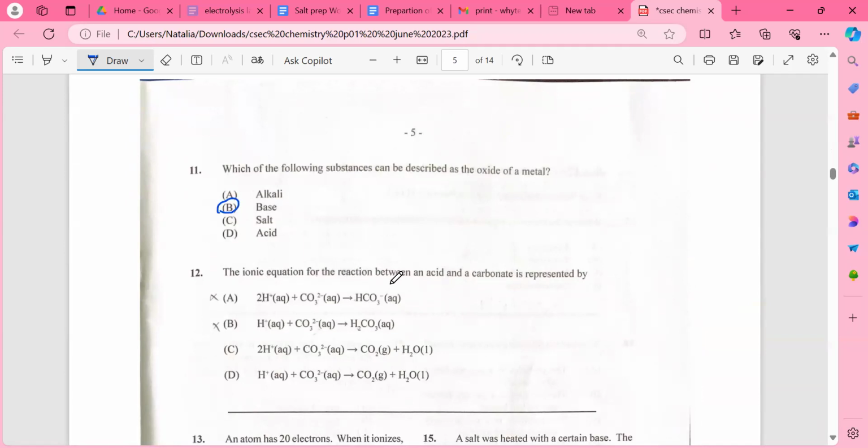In the ionic equation for the reaction between an acid and a carbonate, the ionic equation is going to be the formation of water and carbon dioxide. So we're looking between C and D, and we want to get the balanced equation, so it's going to be C.